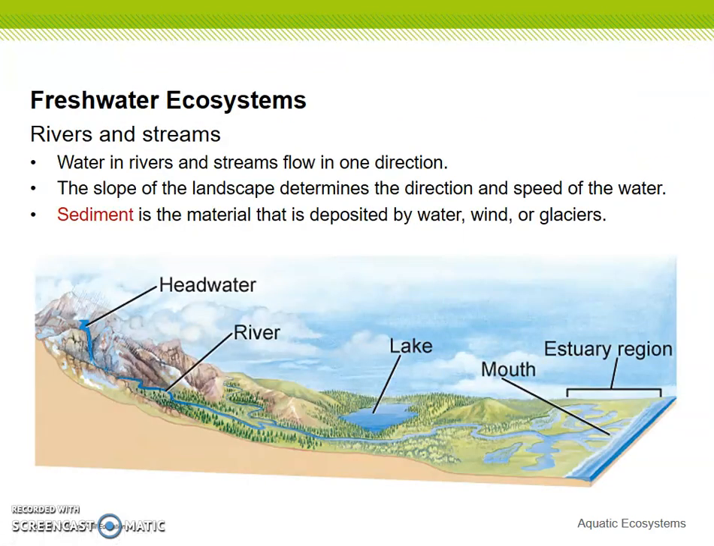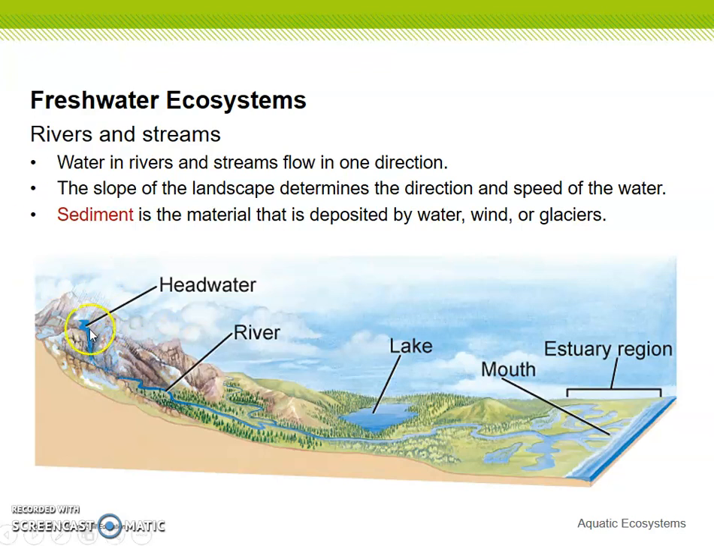Freshwater ecosystems, rivers and streams. Water in rivers and streams flow in one direction. The slope of the landscape determines the direction and the speed of the water. Water flows downhill. Okay, gravity is pulling it down. So if it starts up here on a mountain, it's going to flow downward. And the steepness of the mountain determines how fast it goes. If it's a very steep incline, the water is going to move much more quickly.